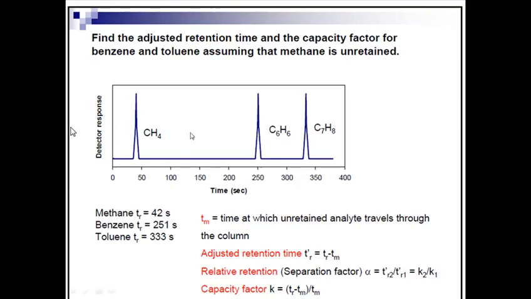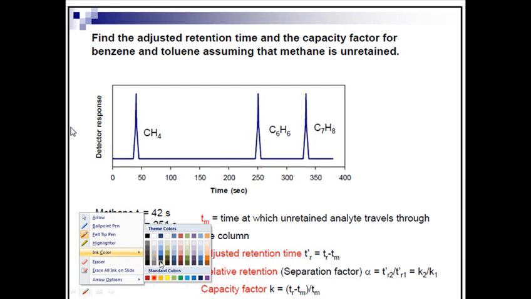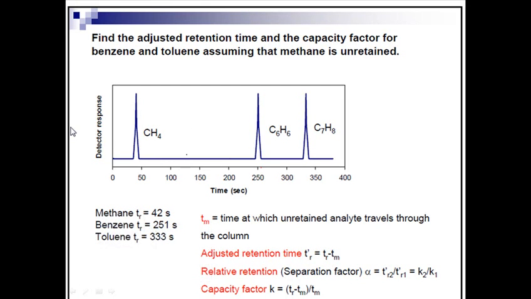Okay, now here we have a question for you. Here we have the question: find the adjusted retention time and the capacity factor for benzene and toluene, assuming the methane is unretained. So what is the case of this unretained?